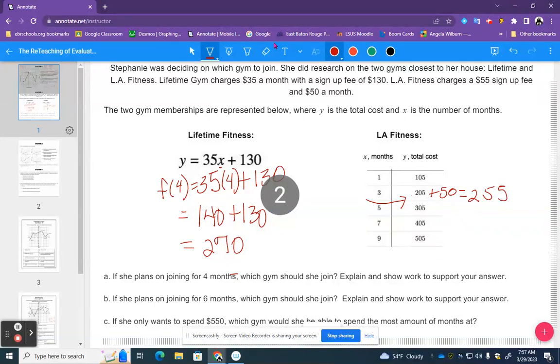So which one's going to be cheaper? Which one's going to be cheaper? No. Which club? Are we going to want to join Lifetime or are we going to want to join LA Fitness? LA Fitness would be the one, because this one in 4 months you're only going to pay $255. Over here you're going to pay $270.